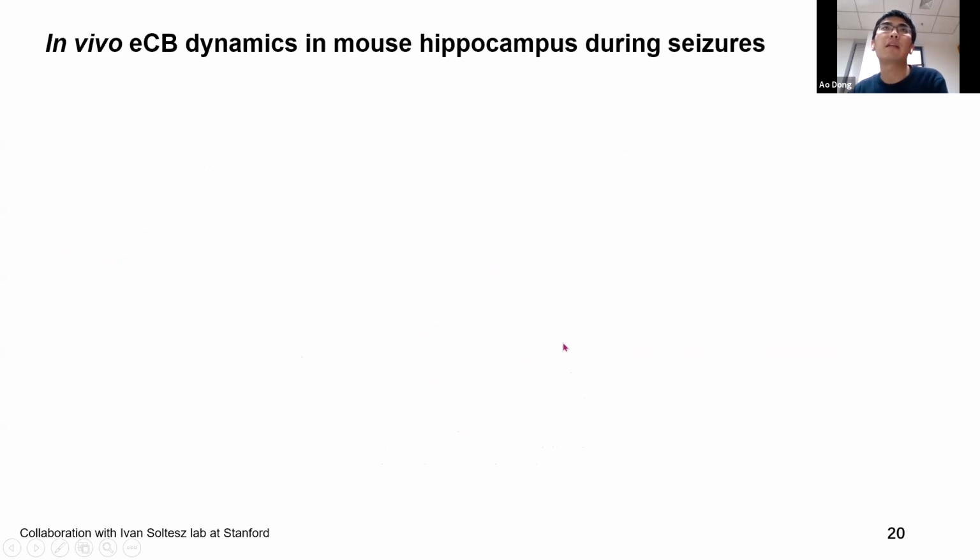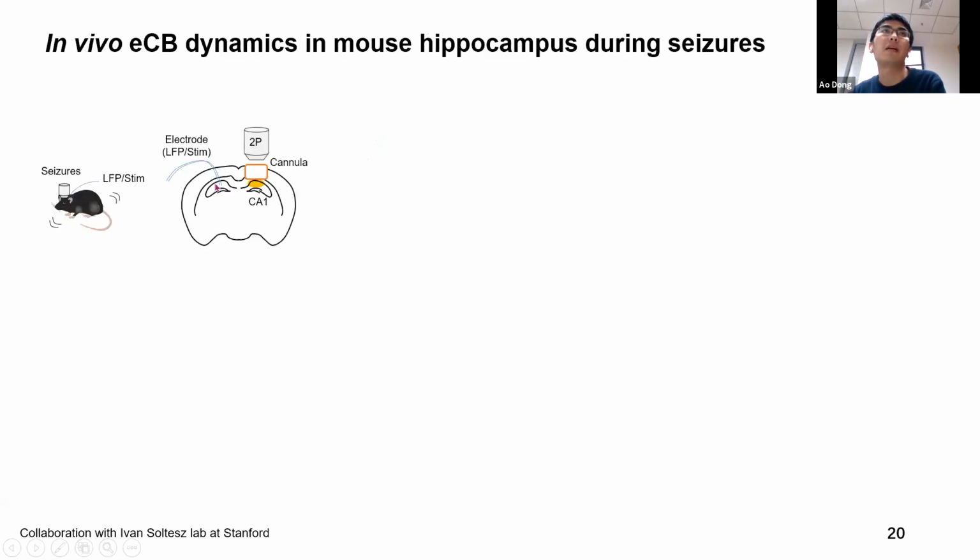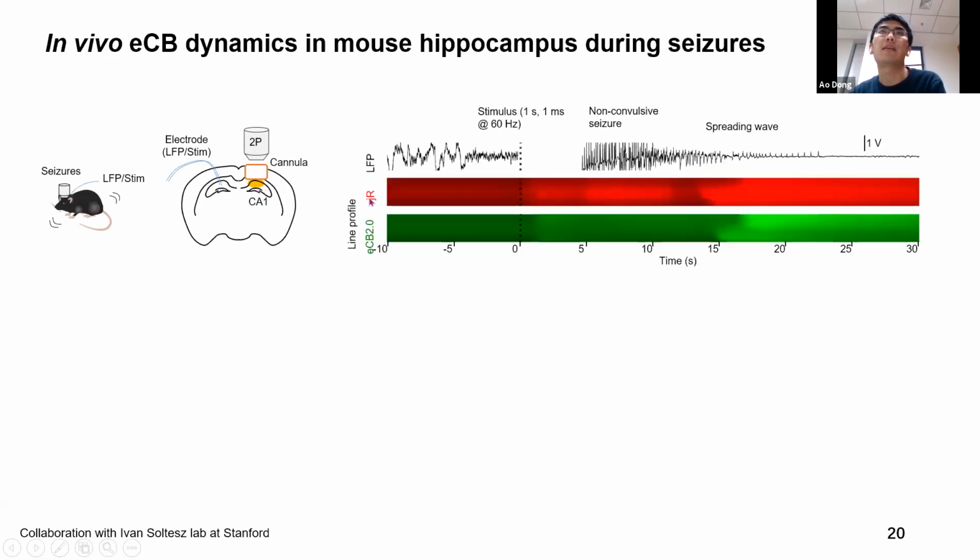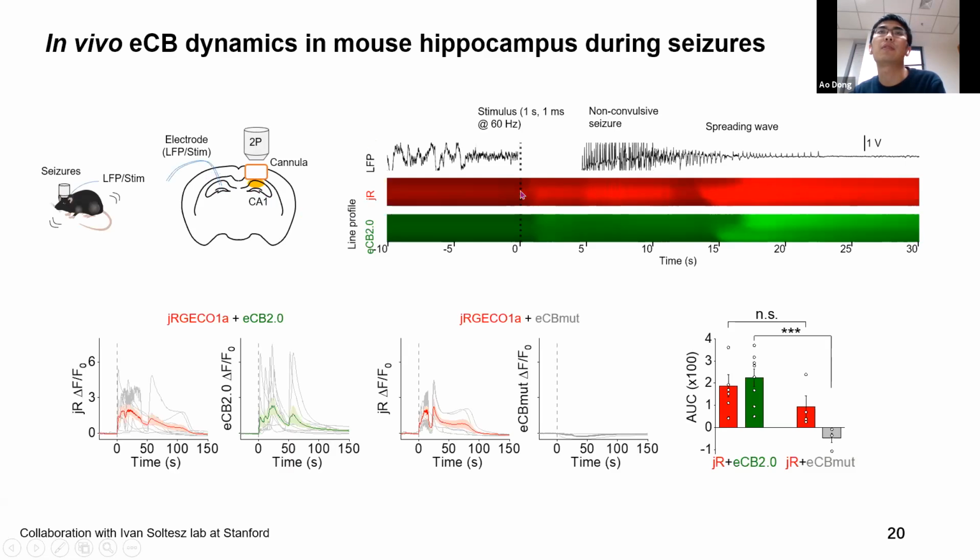And lastly, we want to know whether the sensor can be used to report eCBs in some disease conditions. In this case, we use an electrode to stimulate the contralateral hippocampus and image the eCBs on the other side. When using the kindling protocol to induce seizure, we see increases of both calcium signal and eCB signal. And as a control, the mutant sensor did not show any signal.